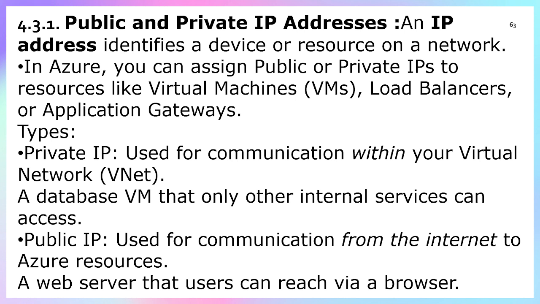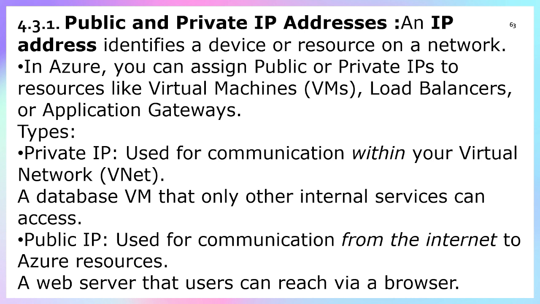A database VM that only other internal services can access. This is the private IP, right? So what is the private IP? A private IP can be accessed within the network, used for communication within your virtual network. A database VM that only other internal servers can access. Means in a private IP, all the systems inside the virtual network can access their applications, their databases, and their VMs.